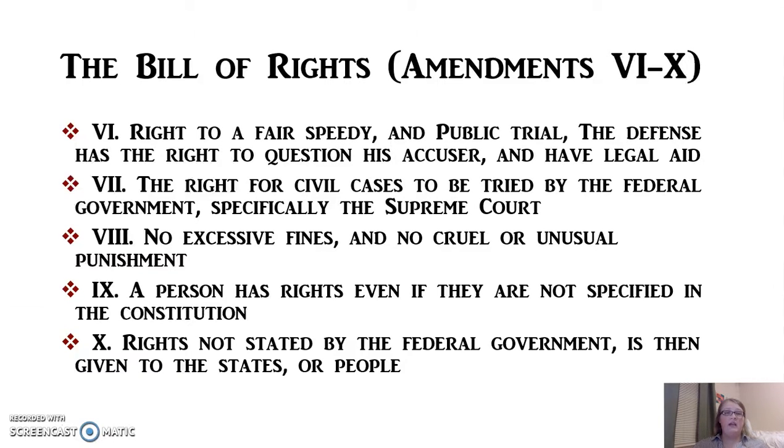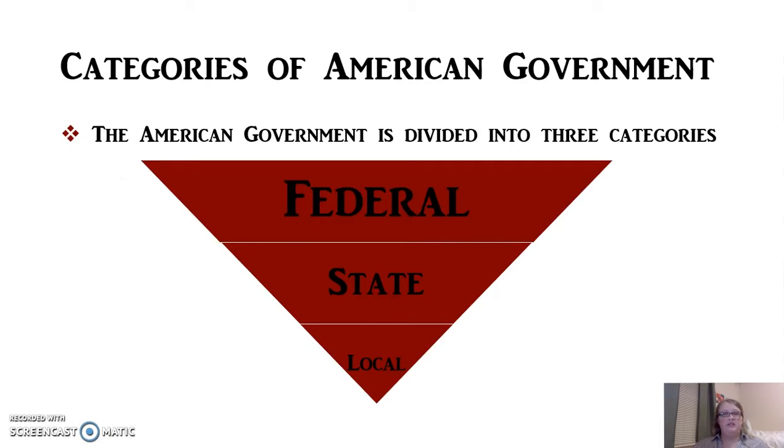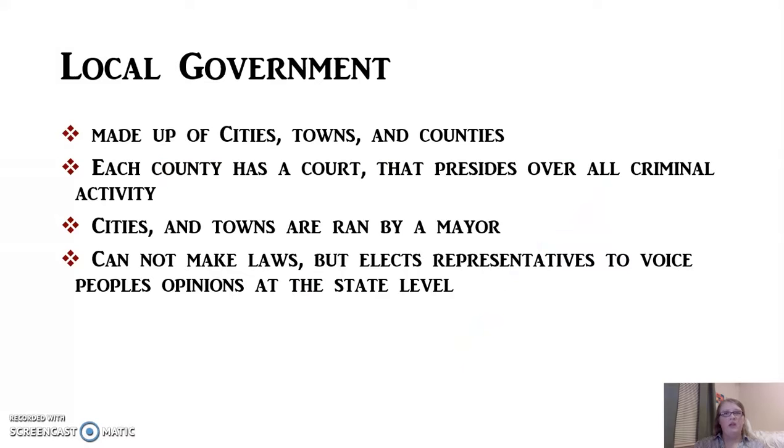Number 8, no excessive fines and no cruel or unusual punishment. Number 9, a person has rights even if they are not specified in the Constitution. And 10, rights not stated by the federal government in the Constitution are then given to the states or people. Now, let's get into the categories of American government and how it breaks down. So the American government is divided into 3 separate categories: federal, state, local. Let's first talk about local and then build our way up to federal.